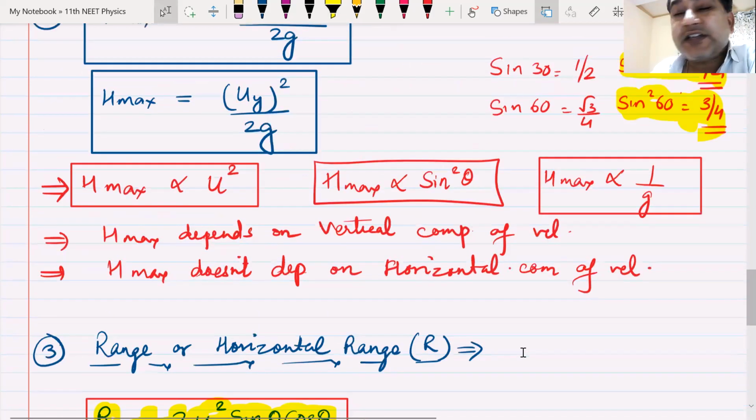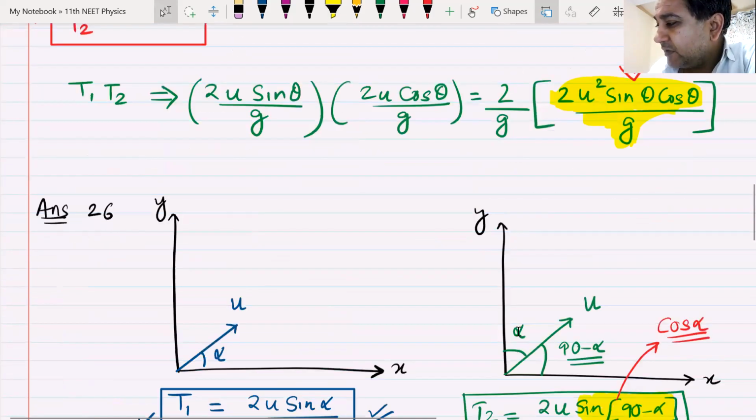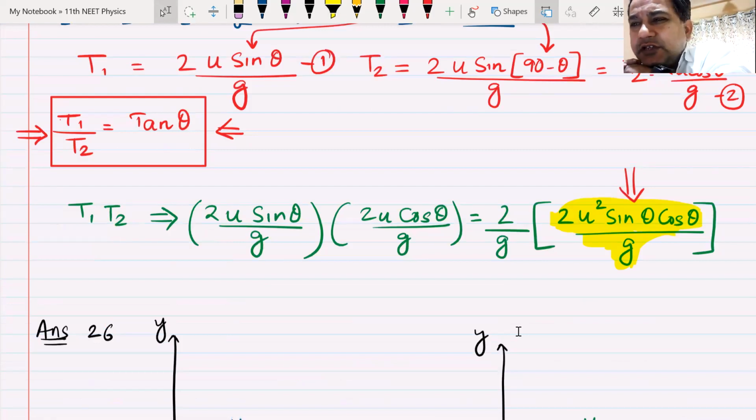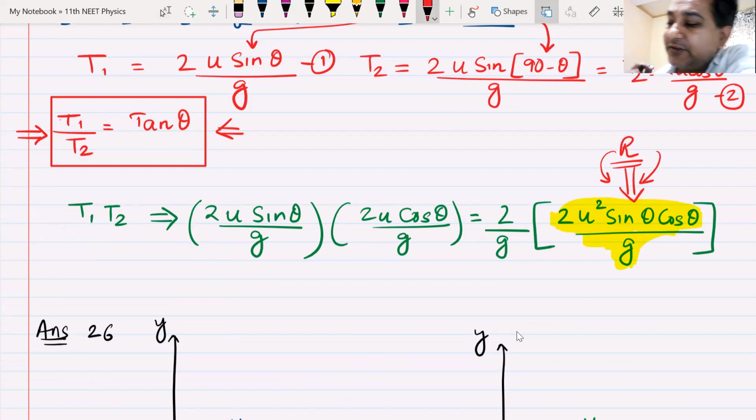Let us go back in time and see here. Do you see something here marked in yellow, 2 times u square sine theta cos theta by g? This is actually equal to the range of the particle. Am I clear?